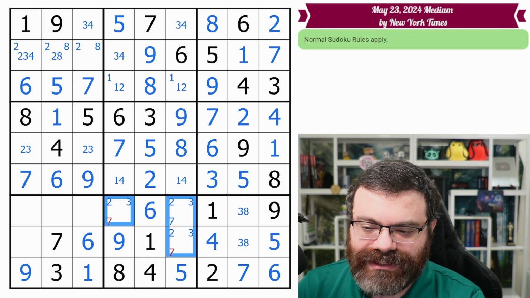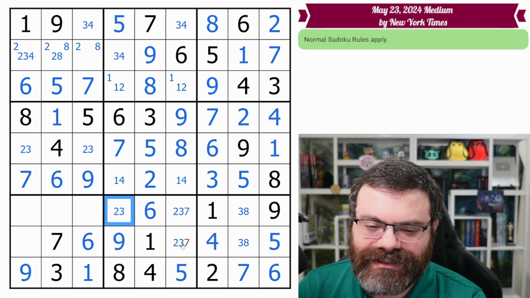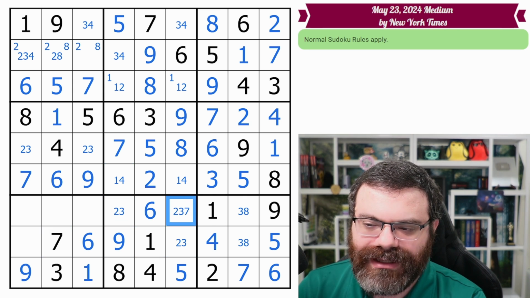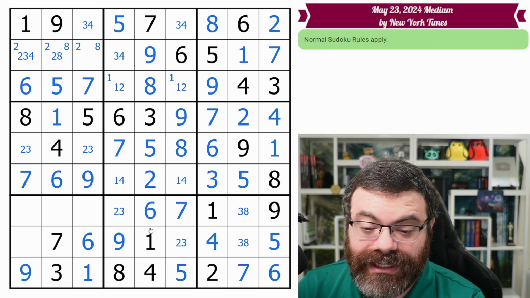Okay, I'm seeing that the 7 is limited. Oops, I meant to center mark. 2, 3, and 7. We can see that the 7 is quite limited. In fact, there's only one place for it. So we place the 7. 7s are actually done now.